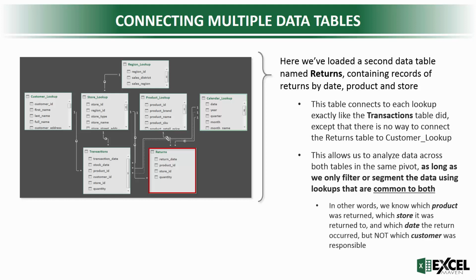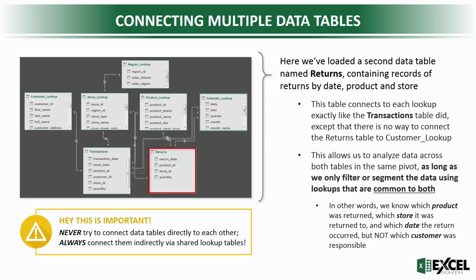But in other words, we know which product was returned, we know which store it was returned to, and we know which date the return occurred. But what we don't know is which customer was responsible. So if we tried to filter our view, to break down data or to filter it by customer country or customer name, we won't be able to retrieve any values from that returns table. And any calculated fields that incorporate that returns table will give us the incorrect answers because of that lack of a relationship.